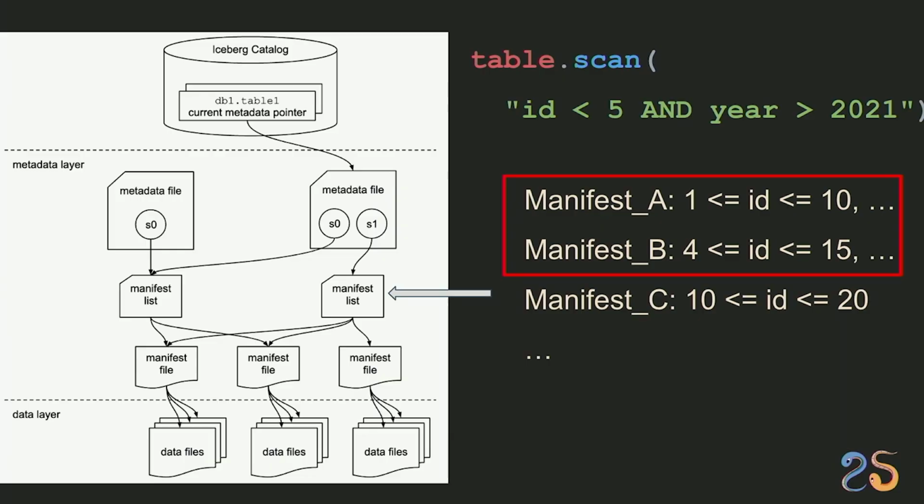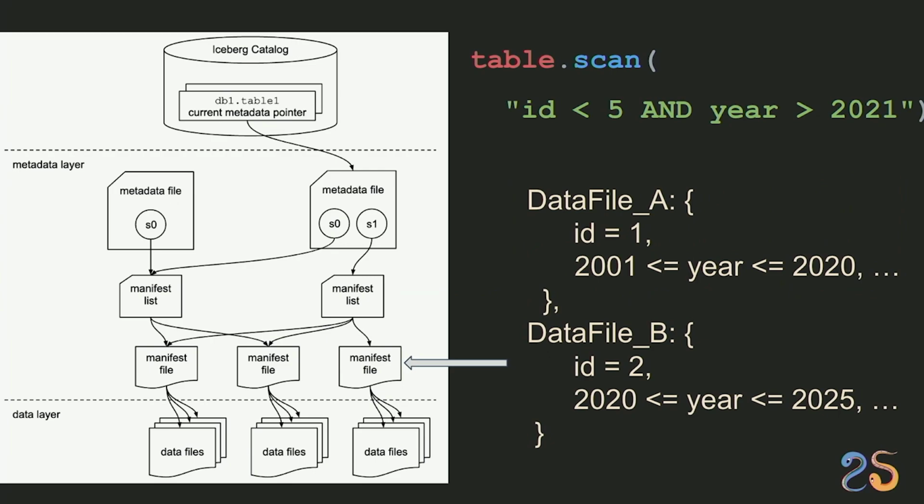So this is the first part of the optimization, where we prune out the files that are not needed. Once we have all the manifests we need to look into, we will look at each manifest, and we will find that in each manifest, there is a list of all the data files. For example, in one manifest, I can have A and B, and each data file will also have some stats corresponding with it. For example, A specifies that all the data in it will have ID equal to 1 and year ranging from 2001 to 2020. Data file B may say its ID equals 2 and year ranging from 2020 to 2025.